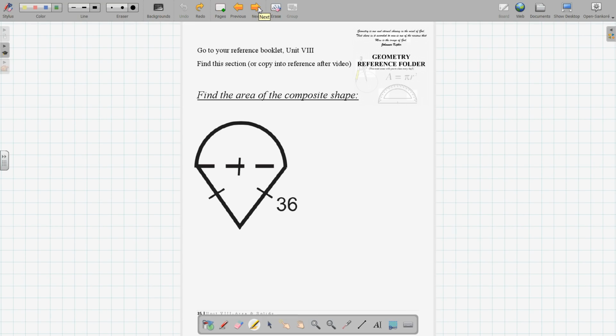If you want a large version of this image, it's also in your reference booklet. So if you want to put the next problem in your reference booklet for easy keeping, you're welcome to, or you can work it here and transfer it later into your reference booklet.